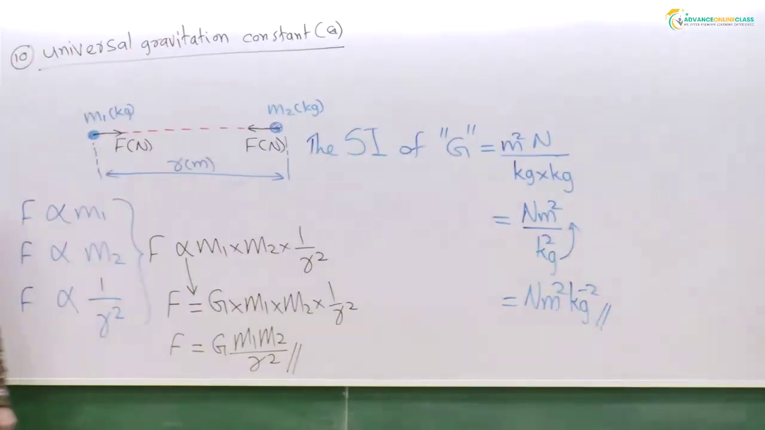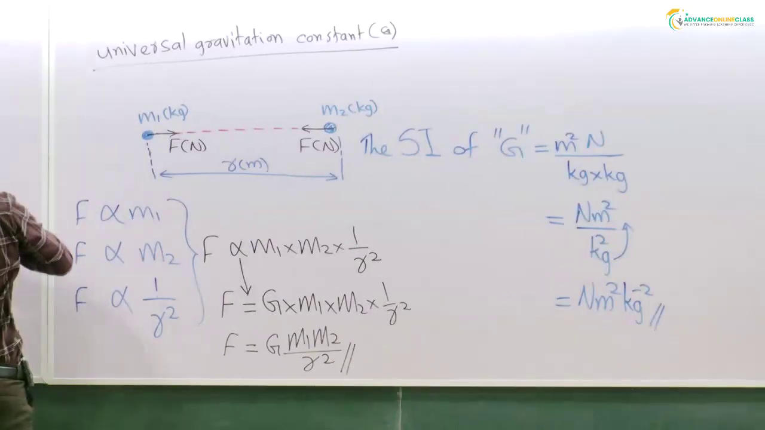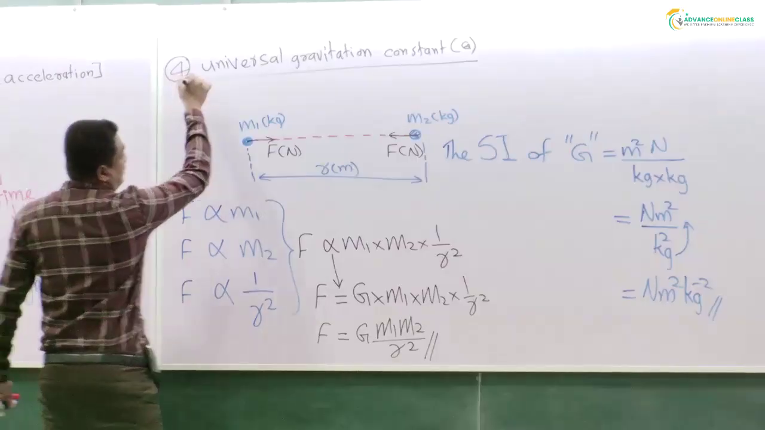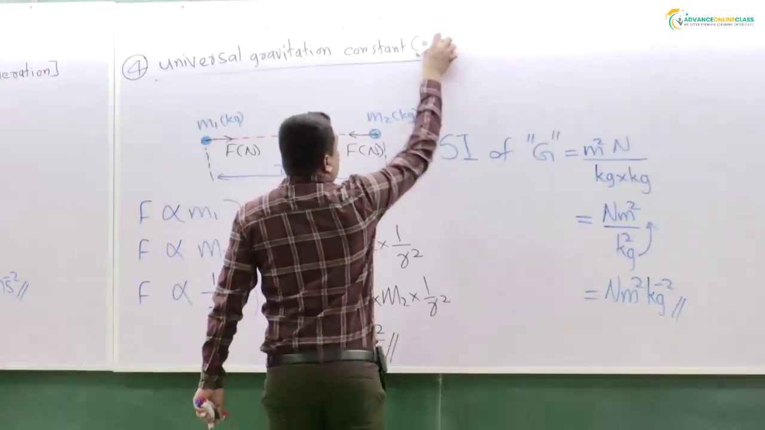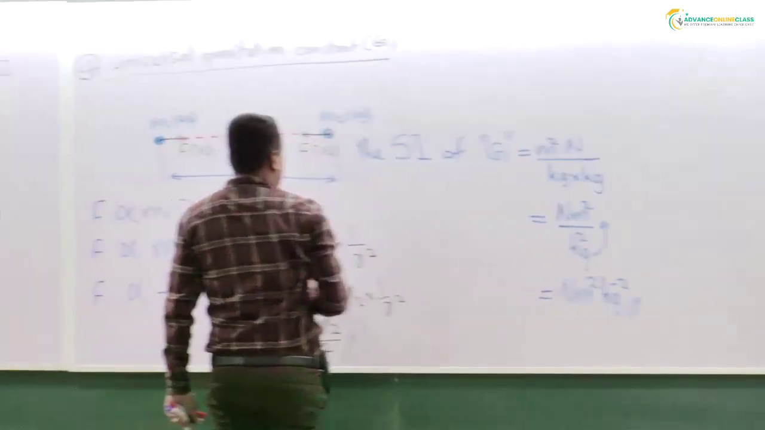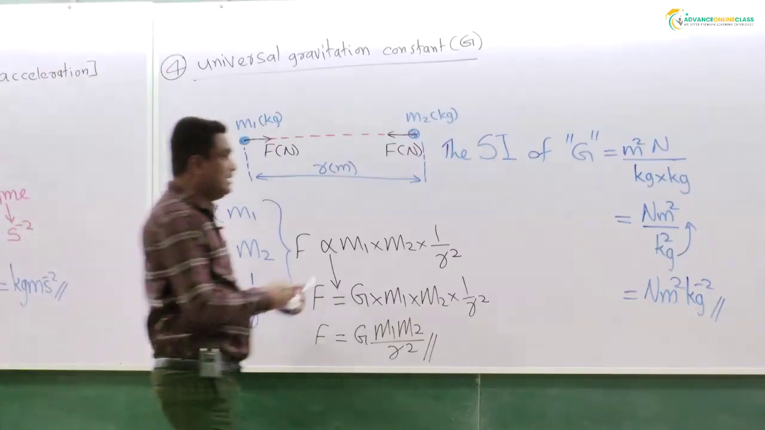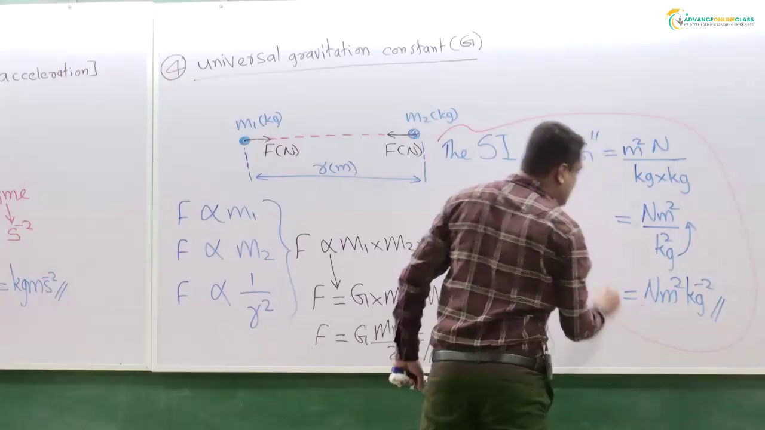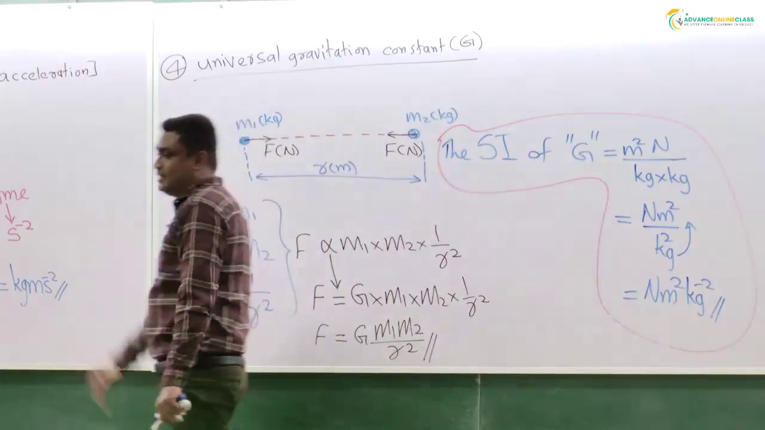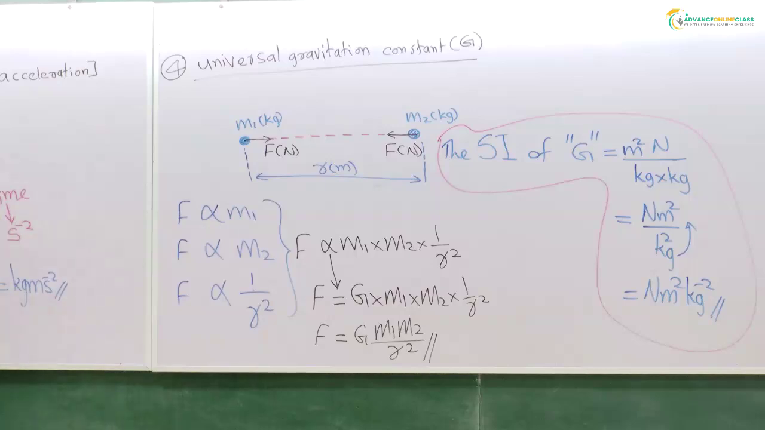Whose law is this, dear? Newton's law of gravity. Saying example number 4, please write the heading universal gravitation constant within brackets capital G. Draw the figure and write down everything. No need to write this part, we have already written it. Don't write the things inside the red color circle or red color shape. All the other things, draw the diagram and write the things and obtain Newton's law of gravity equation.